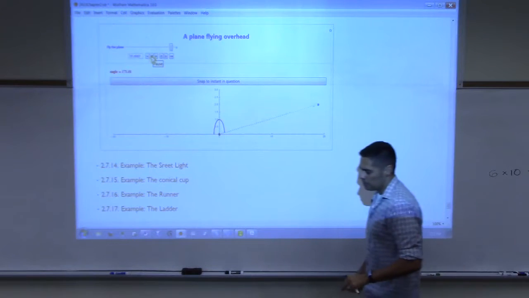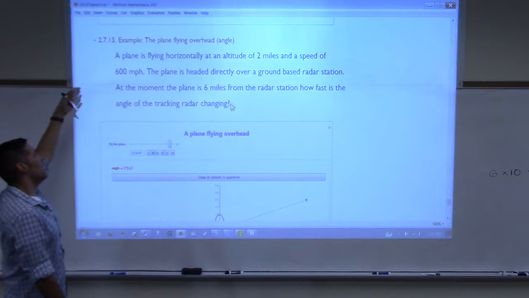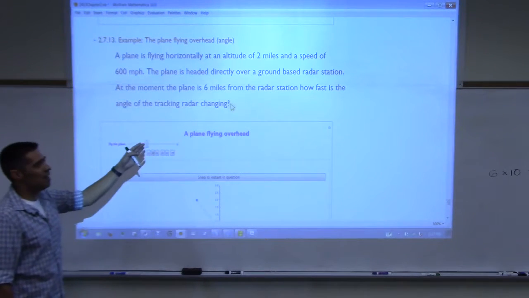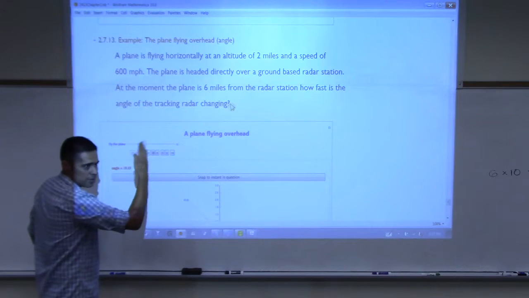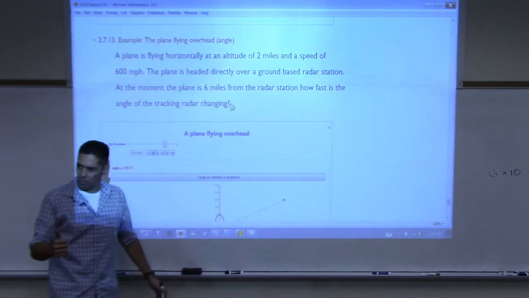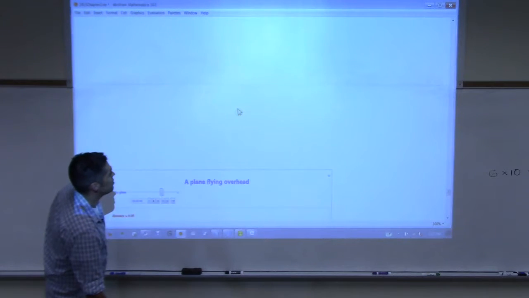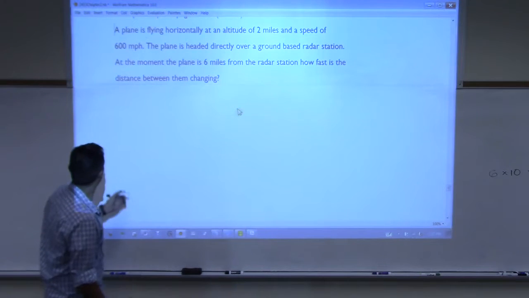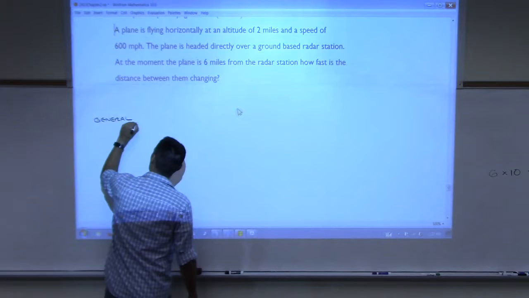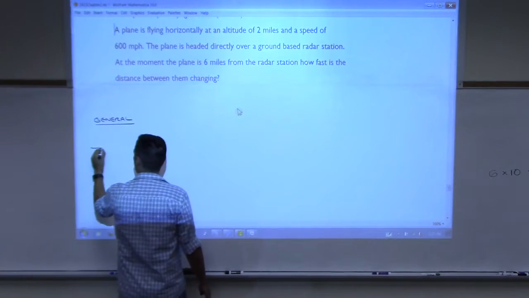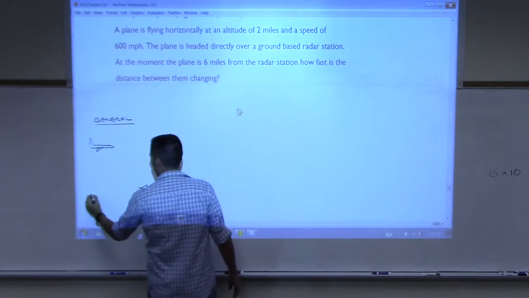All right, well, let's do it. 600 miles an hour, 2 miles high. At the moment it's 6 miles from you, how fast is the radar rotating as it's tracking it? Understand the question? So the good news is all my pictures and everything are going to look the same. I still have a plane. I still have a radar station.